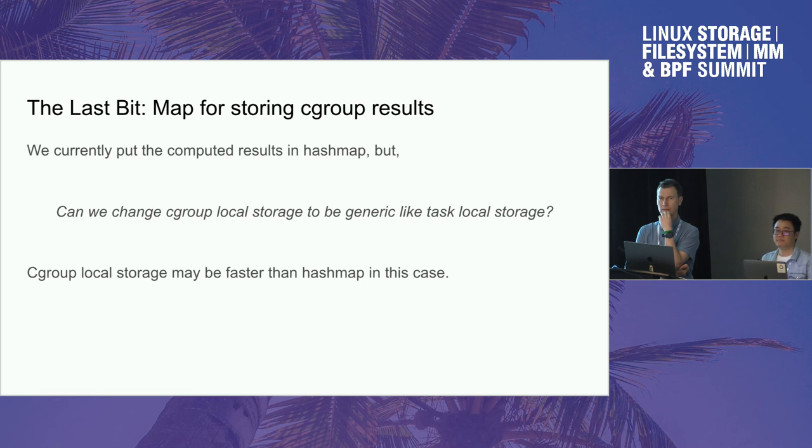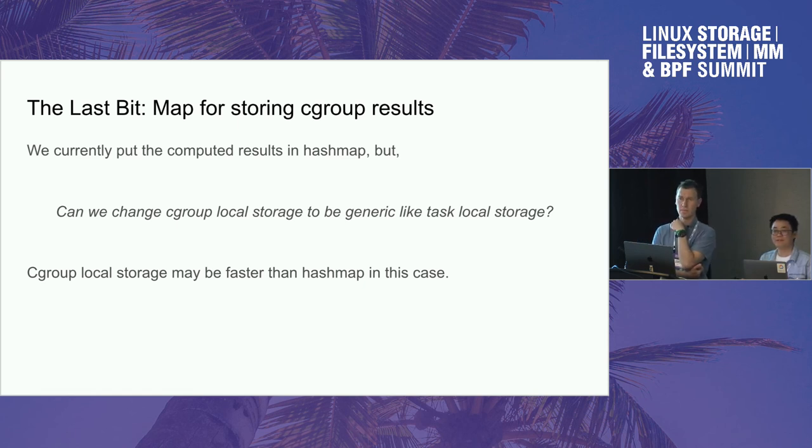I don't know whether anyone remembers this. In an earlier discussion, when we tried to extend the current cgroup local storage, the program and the cgroup local storage had a one-to-one mapping. That was one of the things brought up. But in task local storage and socket local storage, there's no such limitation.